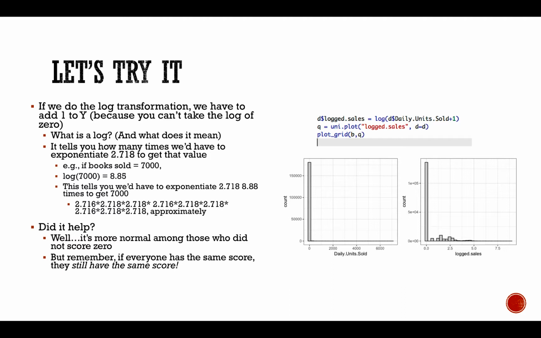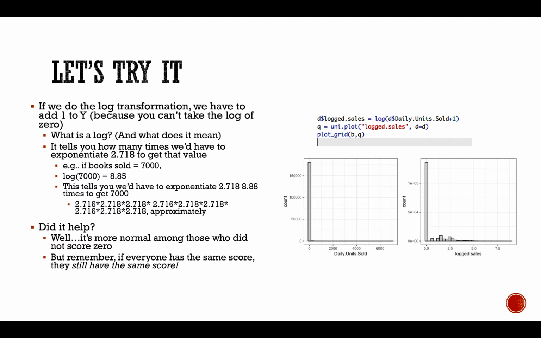So you would have to exponentiate 2.718 8.88 times to get 7,000. So for example, we would say 2.718 times 2.718 times 2.718, etc. You do that 8.88 times, and what does that give you? Well, that gives you 7,000. So the log of 7,000 is 8.85, which basically means if you exponentiate 2.718 8.85 times, you would get 7,000. Does that help understand? Hopefully you understand what that means.